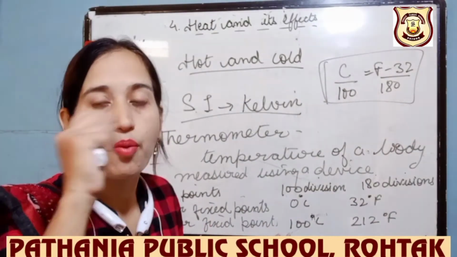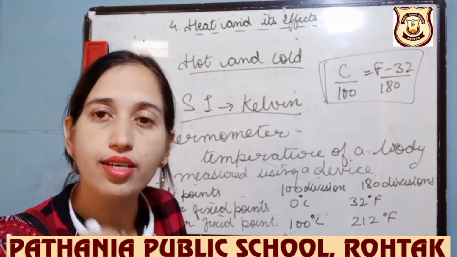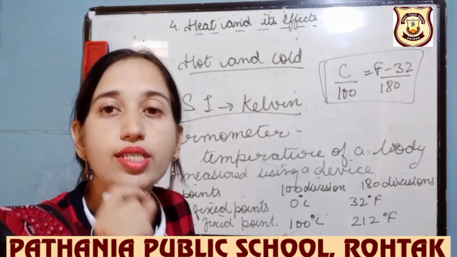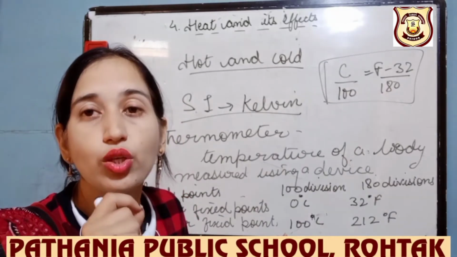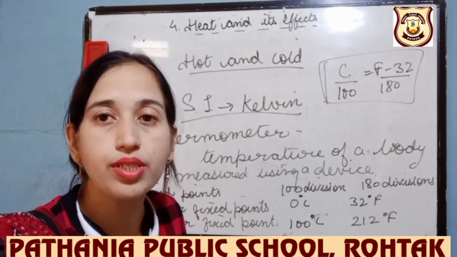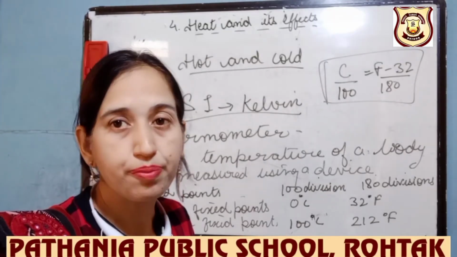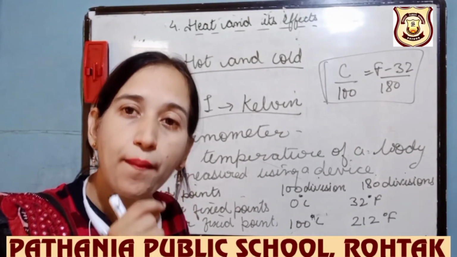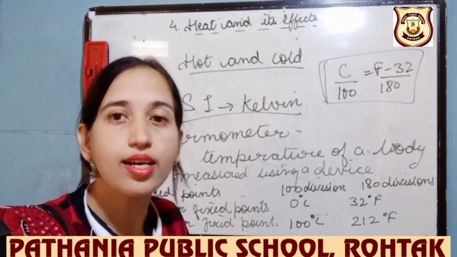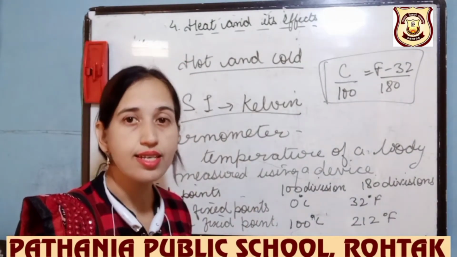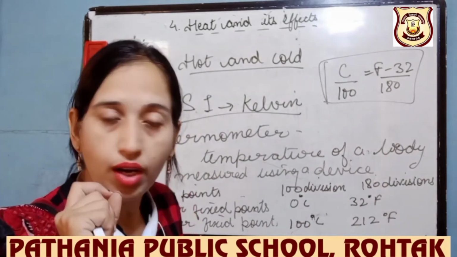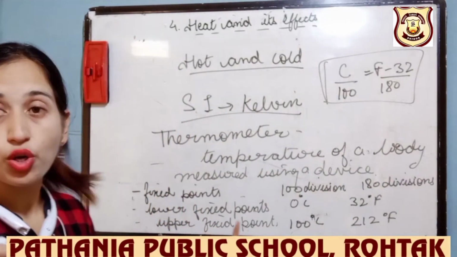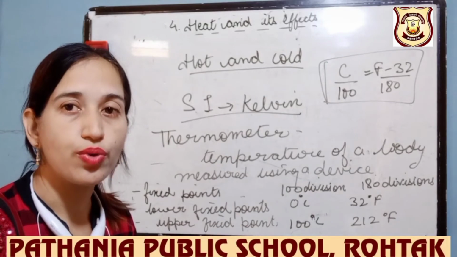So 0 degrees Celsius is the lowest fixed point, and the upper fixed point is 100 degrees Celsius. Means as 100 degrees Celsius comes, the water starts boiling, right? The vaporization, vapors start forming. Below it, the vapors start condensing, right? So 100 degrees Celsius is the upper fixed point in Celsius we are talking about.